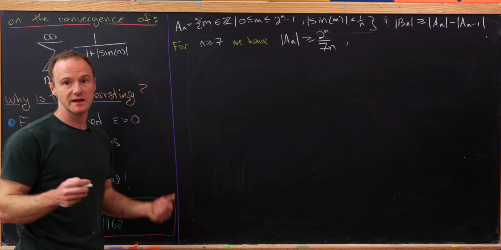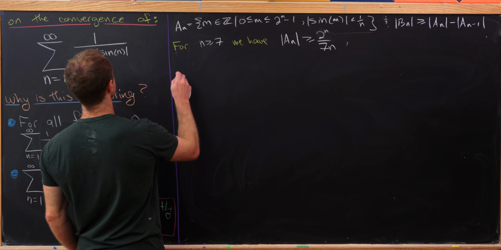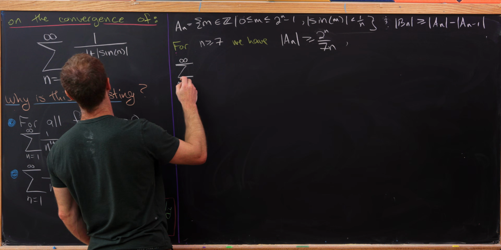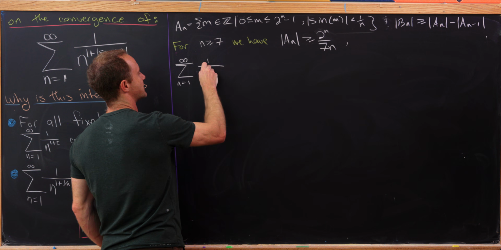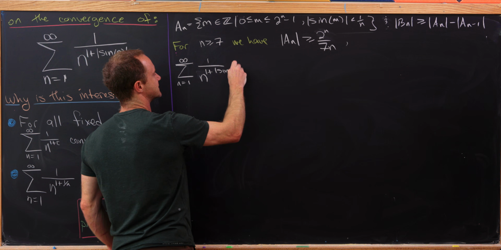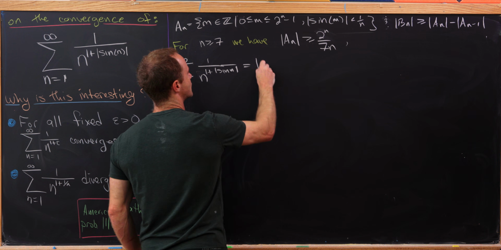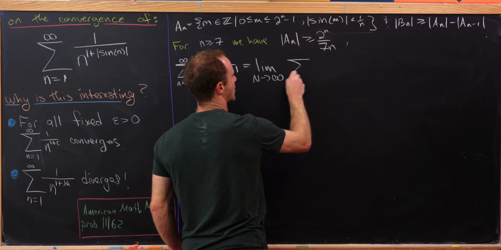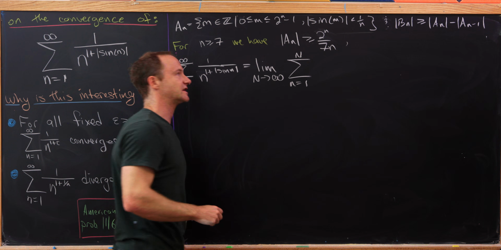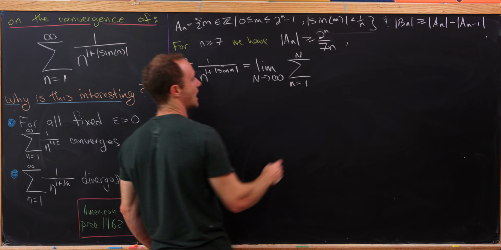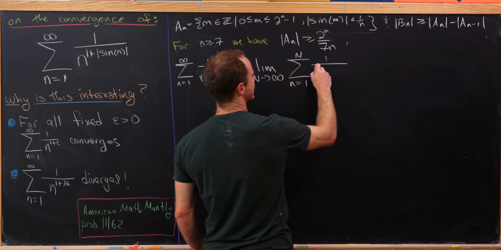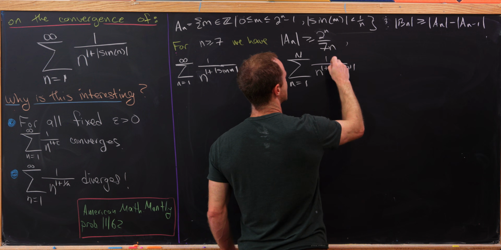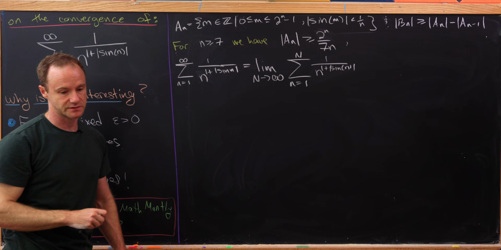Now we're ready to make the final type of calculation. So let's start over here. We've got the sum as n goes from 1 to infinity of 1 over n to the power 1 plus absolute value of sine of n. Well, that's going to be equal to the limit as capital N goes to infinity of the partial sum. So that'll be the sum as n goes from 1 to capital N of, well, the same thing. So we've got 1 over n to the 1 plus sine of n, and that's inside of absolute values.